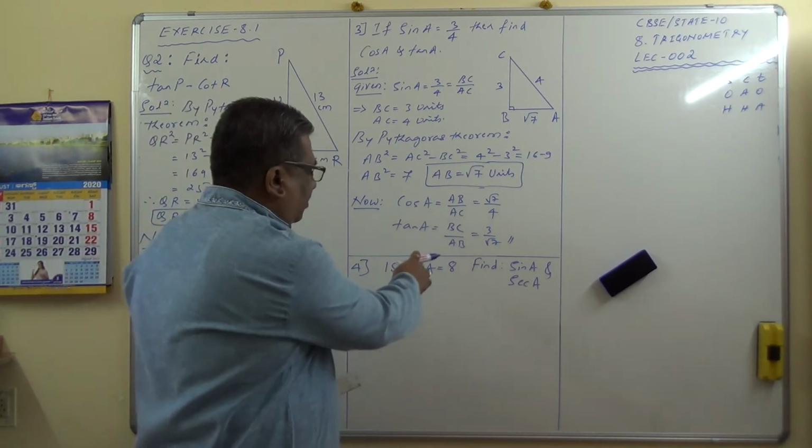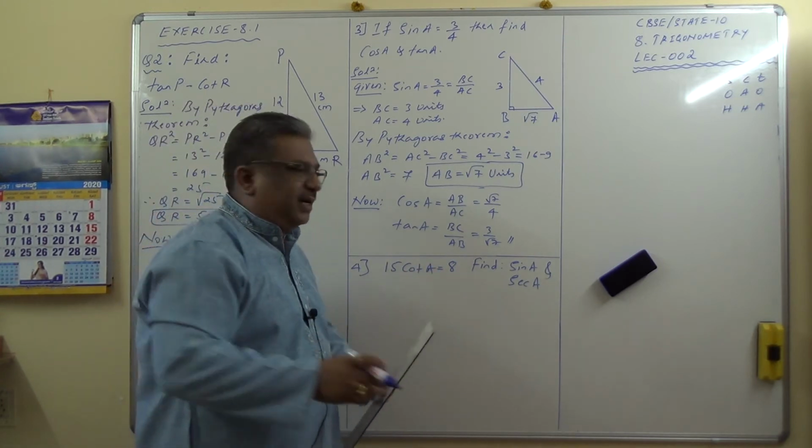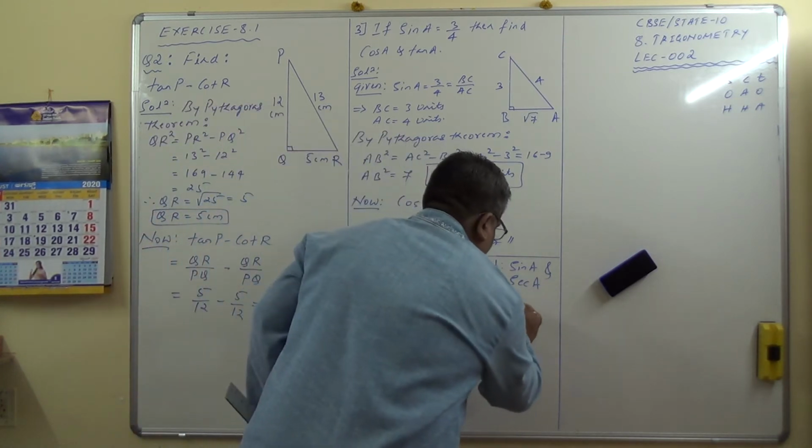So 15 cot A equals 8 is given. Definitely I can consider over here ABC as a right triangle. So here I will take ABC as a right triangle.